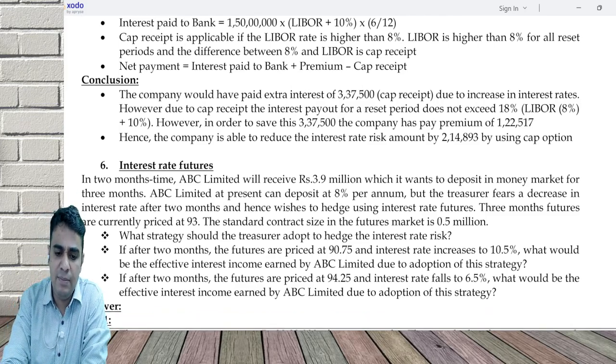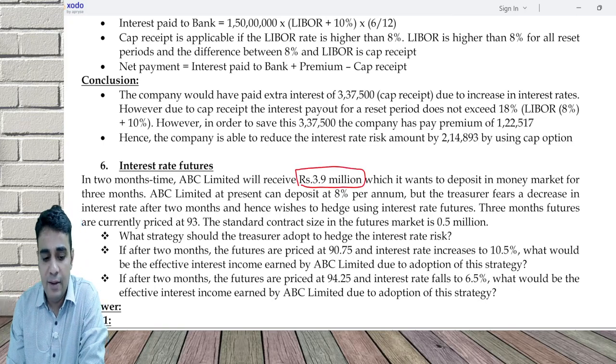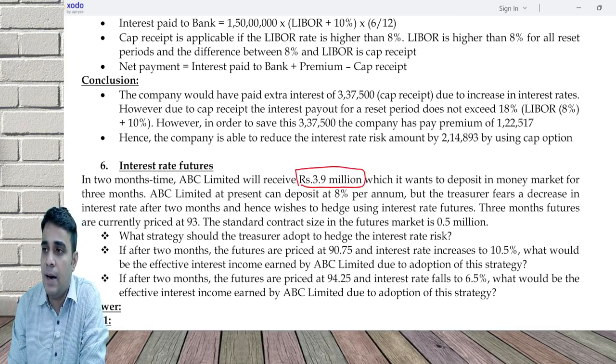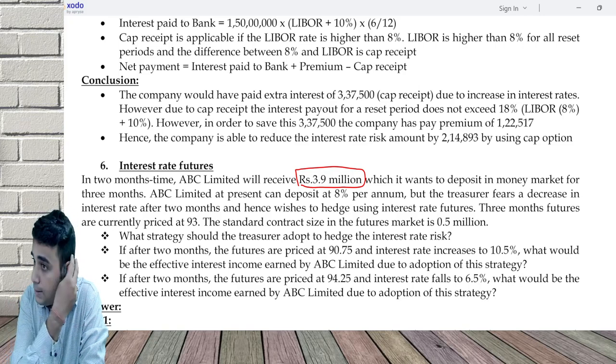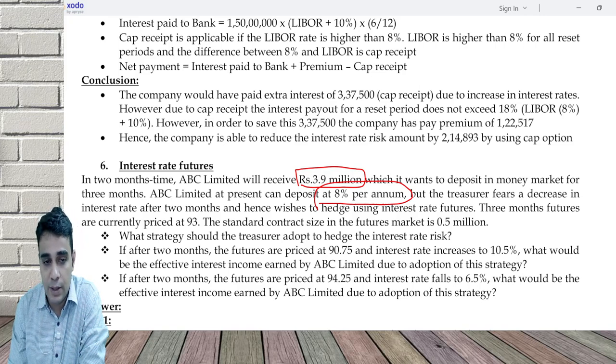In 2 months' time, ABC Limited will receive 3.9 million, which it wants to deposit in the money market for 3 months. I'm going to get the money after how much time? 2 months. I want to deposit for month 3, month 4 and month 5. ABC Limited can deposit at present, but the treasurer fears a decrease in interest rate and hence wants to hedge it through interest rate futures.